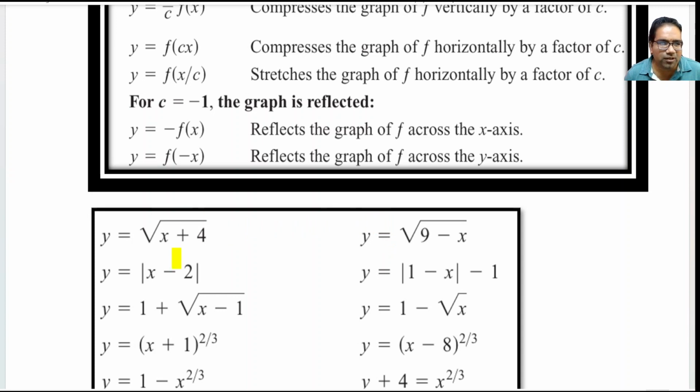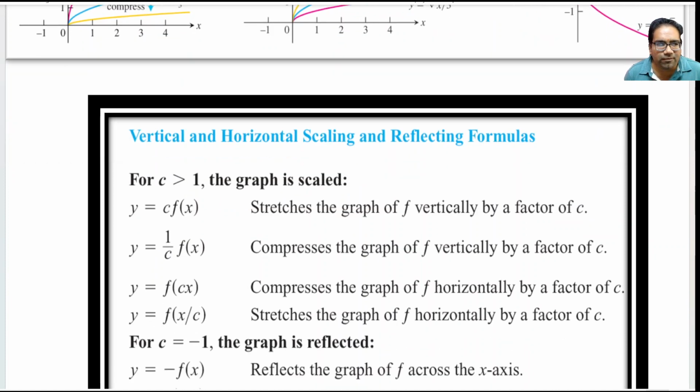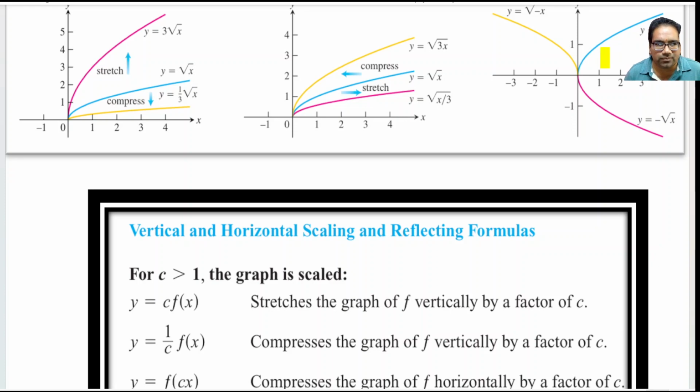For example, how do you draw this graph, y equal to root of x plus 4? We know what y equal to root x looks like. It will look something like this. Now, root of x plus 4 means what? This is f of x plus 4.